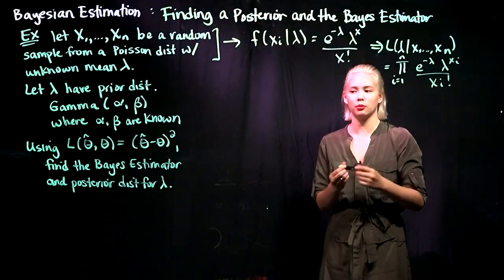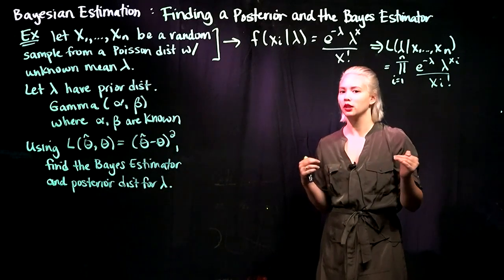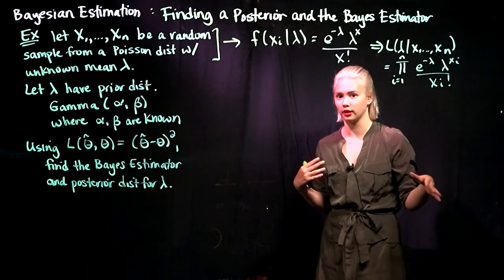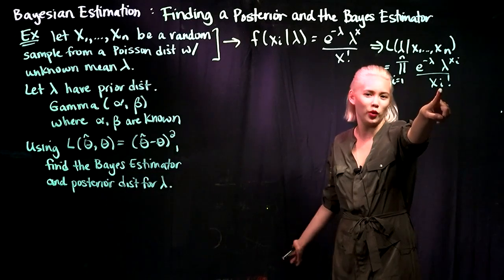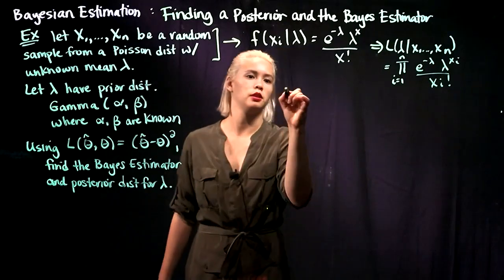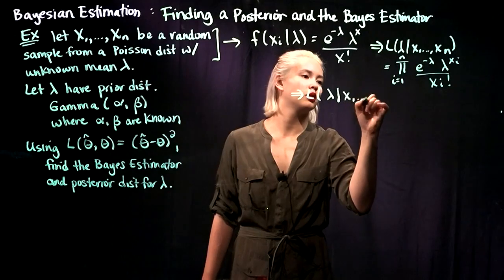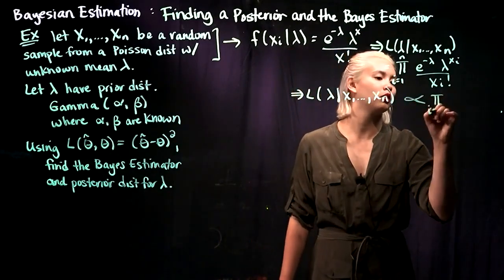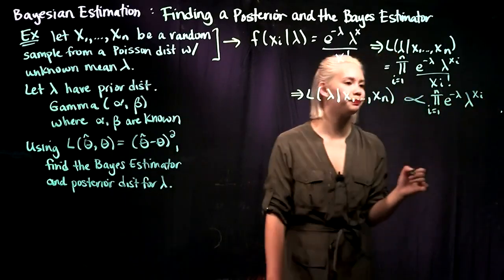We know that our posterior is likelihood times our prior distribution, but really all we need is something proportional to our likelihood. Down here we have this x_i factorial. We don't need it, it's just a constant. So really we can write our likelihood as proportional to e to the negative lambda, lambda to the x_i.